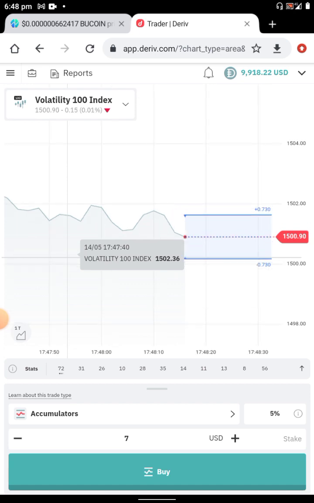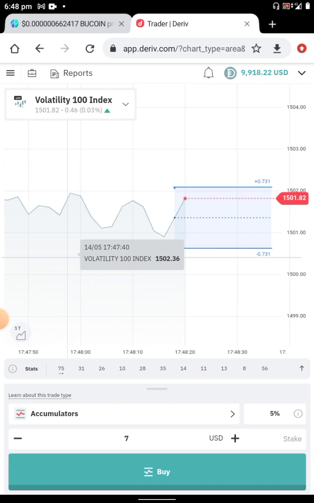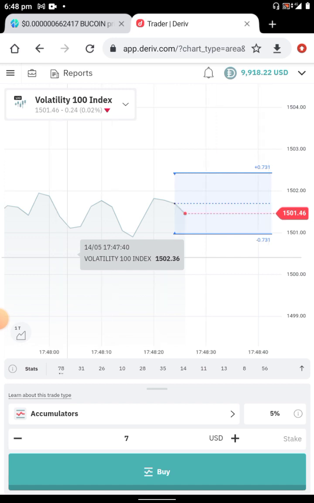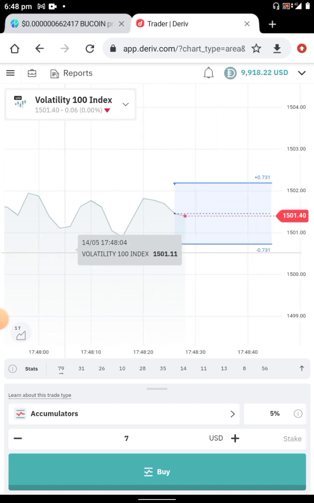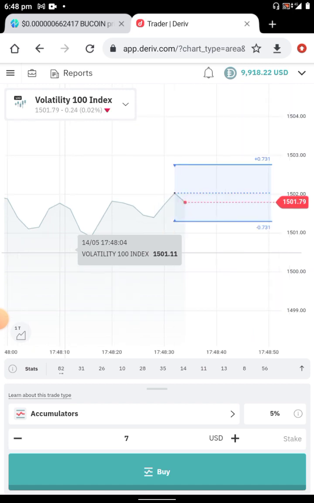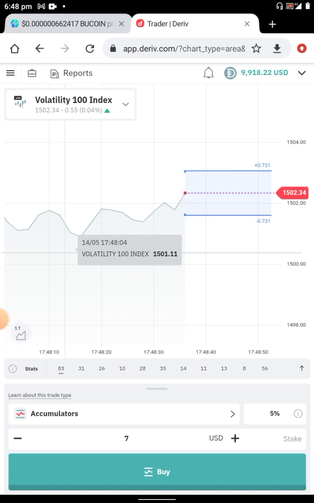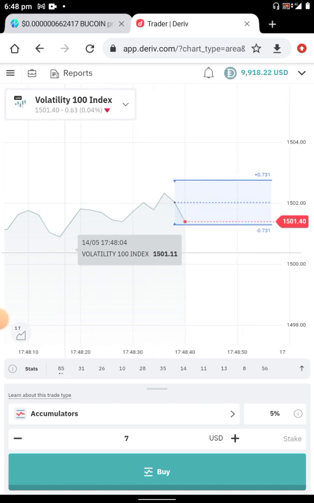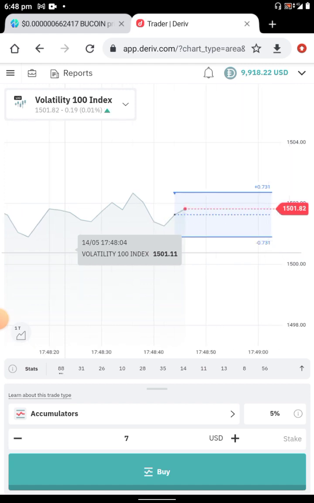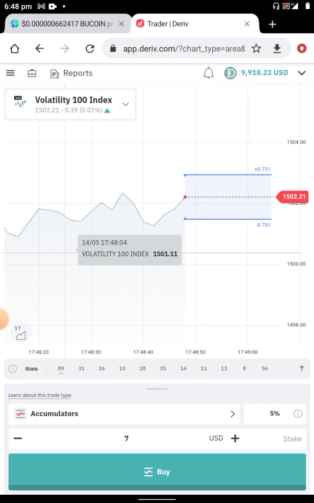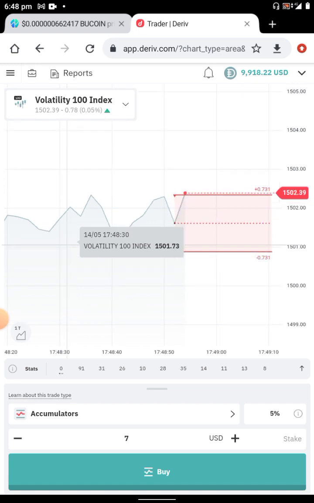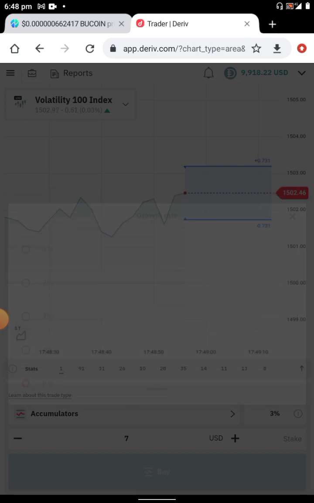So still moving. I want to see how many ticks will give us that 25% of this $7, and how fast we're going to make that. Can you see that there is no breakout yet on 5%? So if there is no breakout on 5%, there won't be a breakout on 3%. That is just for sure.